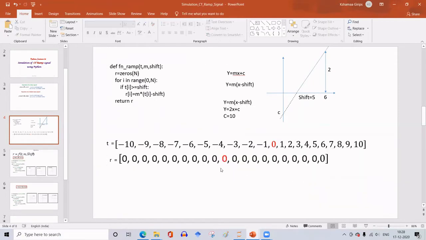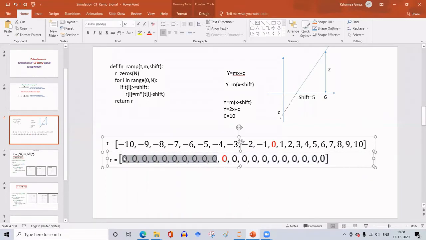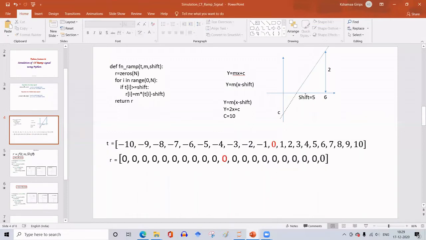So a ramp, a unit ramp, will have zeros up to t is equal to -1, and from 0 onwards it will start. It will start in the fashion that at 0 it is 0, at 1 it is 1, at 2 it is equal to 2, like this it continues. Okay. So that gives the signal, this ramp starting from the origin.